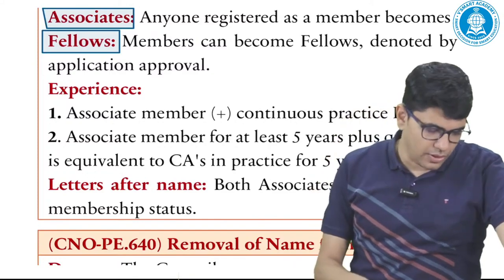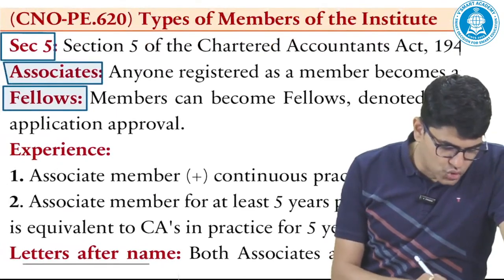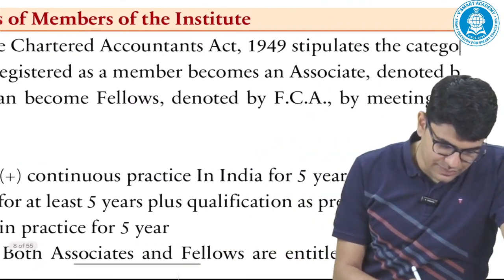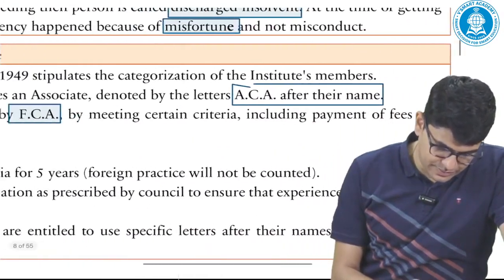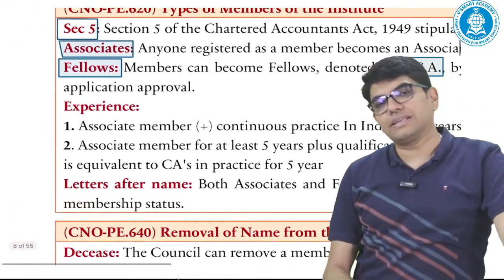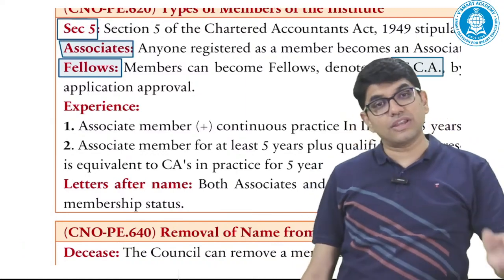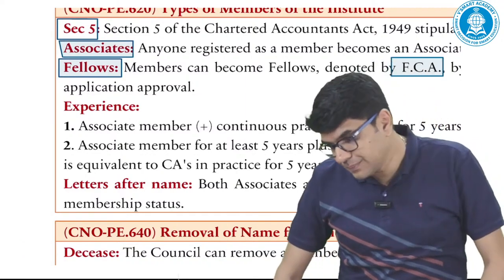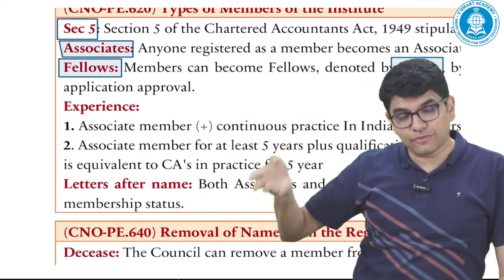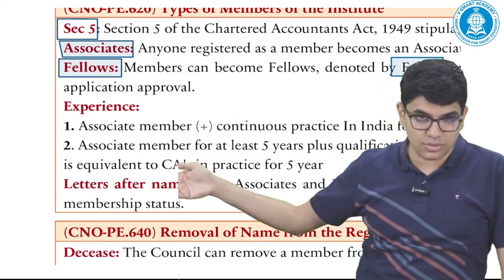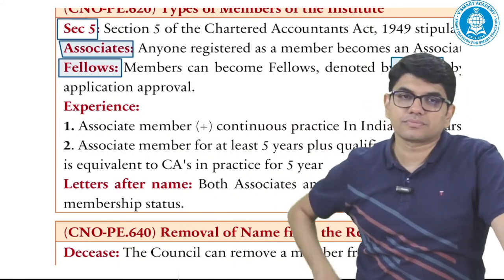Okay. Now let's see. Fellow. Members can become fellows. A fellow chartered accountant is denoted by FCA, by meeting certain criteria. They have to meet certain criteria, then they have to apply with the prescribed fees. Then you become a fellow chartered accountant. It's interesting, you cannot become a fellow chartered accountant automatically. You have to apply for it with the fees, and only then do you become a fellow chartered accountant.